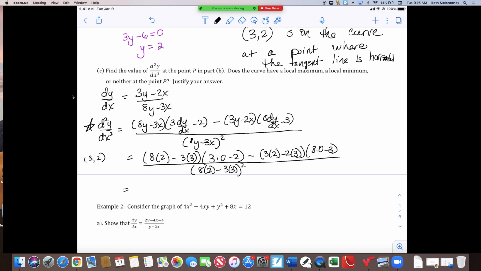So I'm getting 16 minus 9, which is 7, times negative 2. 6 minus 6, isn't that just 0? So that whole thing is 0. And then that's 7 squared. So that's negative 2/7.